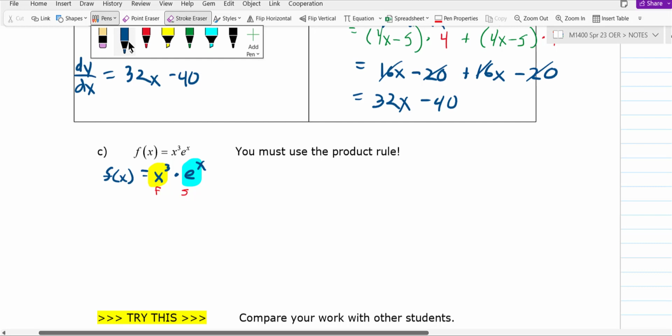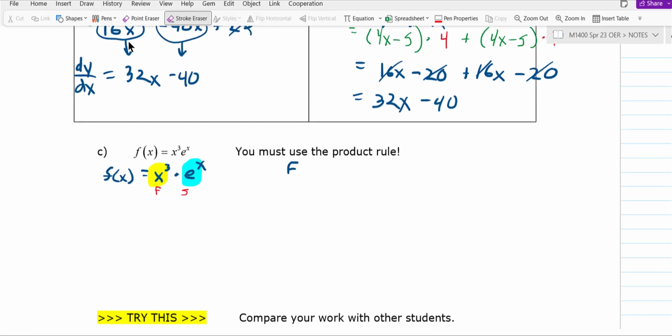Okay, and I'm going to just do the same thing. The rule is first times derivative of second plus second times derivative of first, like that. All right, so we'll go ahead and put it together. And you can do this problem totally in your head. There is an algebra piece on this that I want to go through as well.